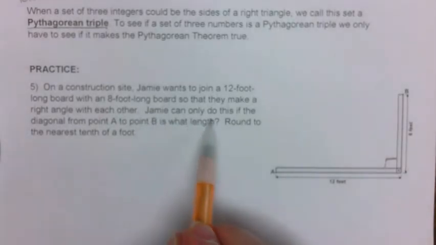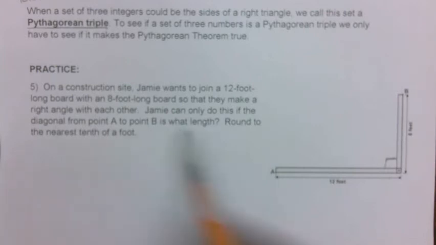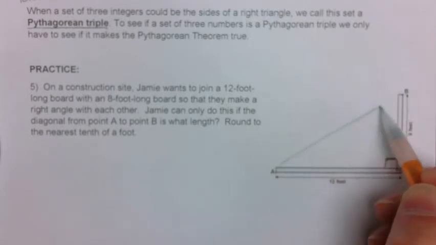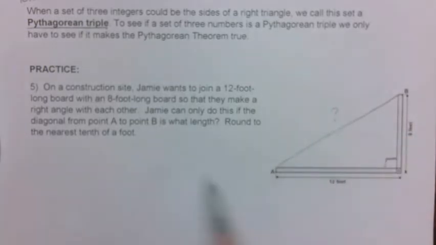Now, Jamie can only do this if the diagonal from point A to point B is what length? So here's point A, the end of that board, and point B is the end of this board. So if we were to draw that diagonal in there, how long does that have to be in order for there to be a right angle when we join these two boards together? Round your answer to the nearest tenth of a foot.